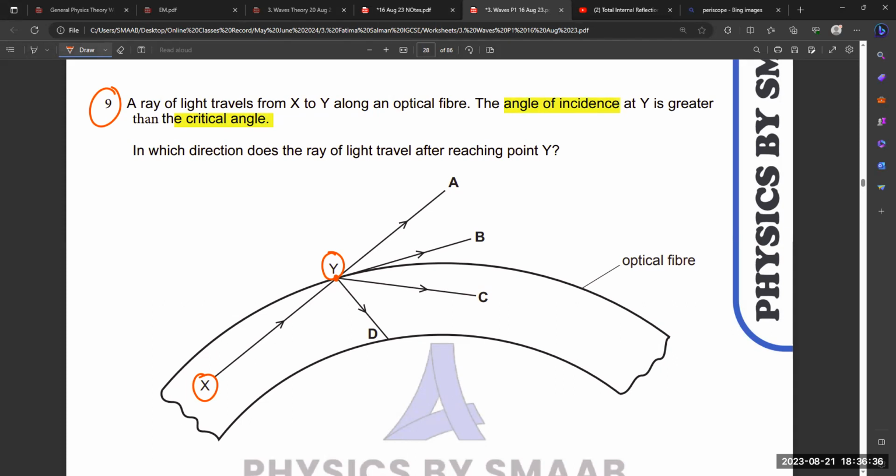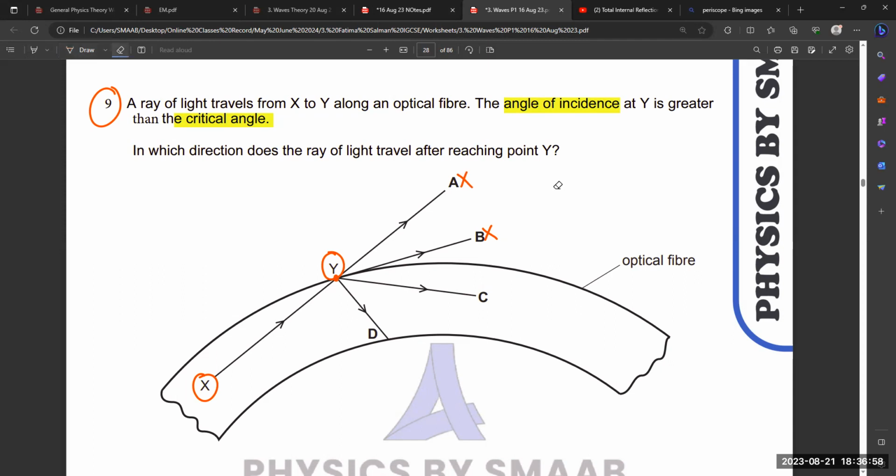So it means option A and option B both are not possible. So we need to choose from option C and D. Which option gives you the clear reflection of the light? Is it C or D? C.